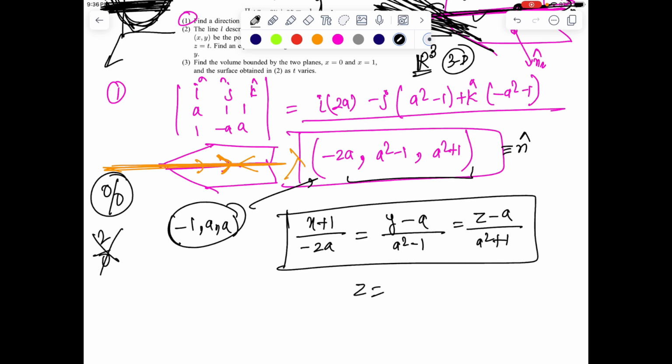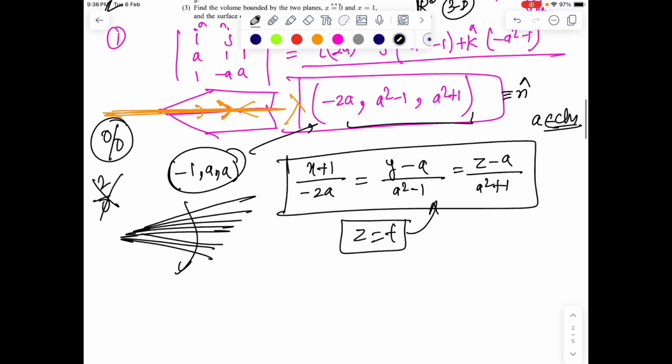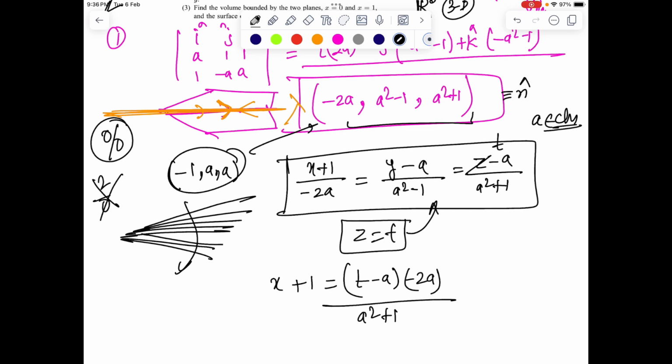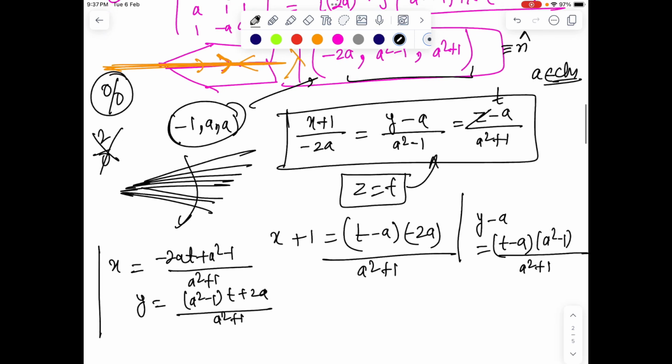So from here, let's find the xy coordinates of the point of intersection of the plane z equal to t with this line, with this surface actually, because a changes. This is not a single line, it's a cascade of lines, so it will create a surface. Whatever surface it is, if I keep z equal to t, I'll get the x and y point of intersection. So put z equals t, we get x plus 1 equals (t minus a) into minus 2a, divided by a squared plus 1. Similarly, if I put z equals t, I'll get y minus a equals (t minus a) times (a squared minus 1) over a squared plus 1. So it's not tough to get x equals (minus 2at plus a squared minus 1) by (a squared plus 1), and the y value is ((a squared minus 1) times t plus 2a) by (a squared plus 1).